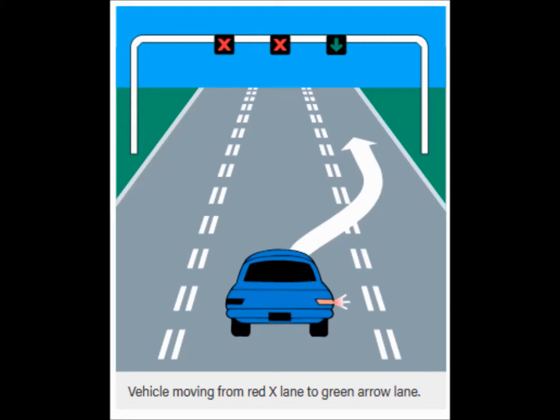Image description. 3 lanes of traffic separated by a double dotted white line. The 2 lanes on the left have a red X above them. The lane on the right has a green arrow pointing down. A vehicle is driving in the center lane with their right turn signal on and an arrow indicating that they are changing into the right lane. Out of the lane with an X marked over it and into the lane with an arrow marked over it. Vehicle moving from red X lane to green arrow lane.